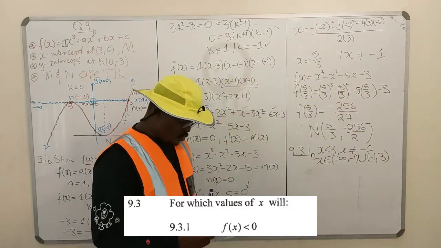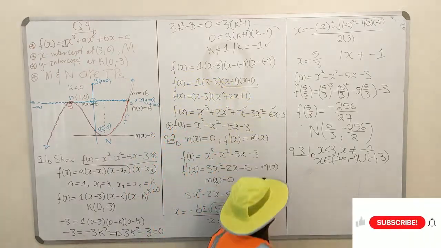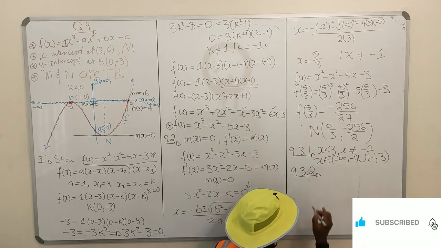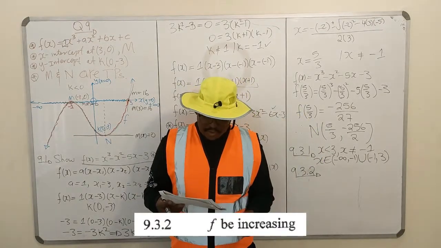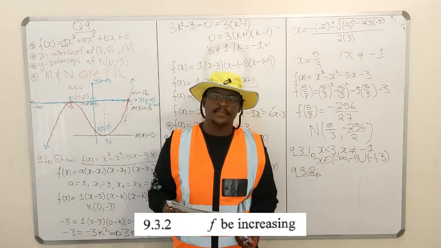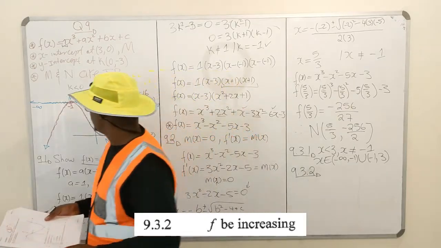So now we go to 9.3.2. For which values of x will f be increasing? They're asking, what are the values of x for which our function will be increasing?